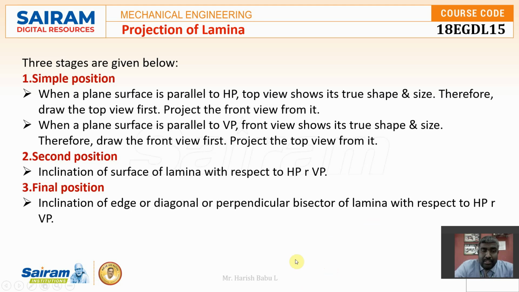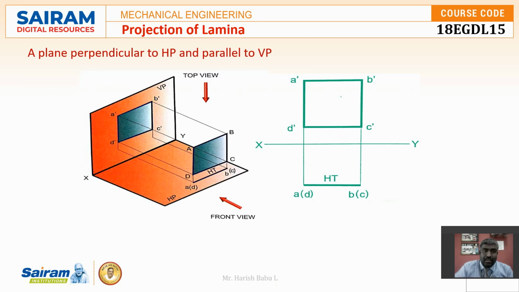When you go for the third position, it is purely based on the condition they are going to provide. The condition will be either the edge or a diagonal or a perpendicular bisector inclined to the HP or VP, based on the condition they provided. So that will be the final position and that gives the actual view of the lamina. Now we are going to see how each condition is going to look.